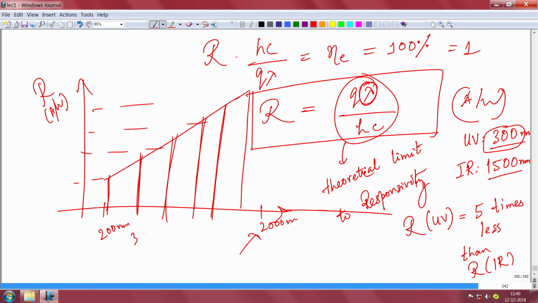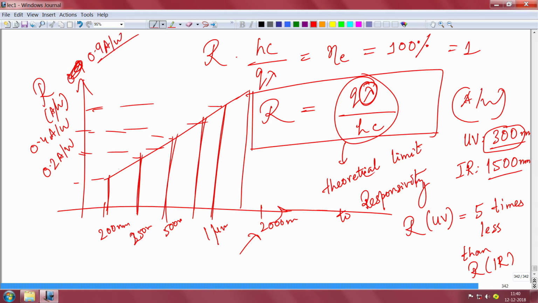For example, at around 250 nanometer, I know the value, it is around 0.2 amp per watt. At 500 nanometer wavelength, it will probably be around 0.4 amp per watt. At 1 micron, which is almost the silicon band gap, you will have probably like 0.9 amp per watt. So the theoretical limit to responsivity increases with wavelength. This doesn't mean that your UV detectors will always have lower spectral responsivity than IR. It doesn't mean that you should not work at lower wavelength. That is not the point.